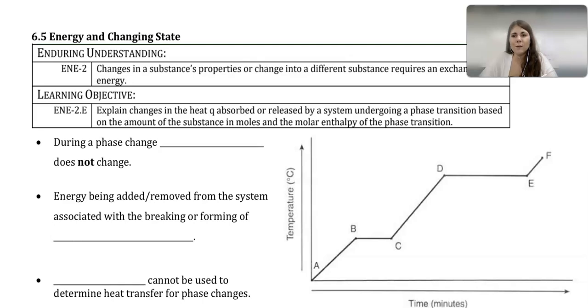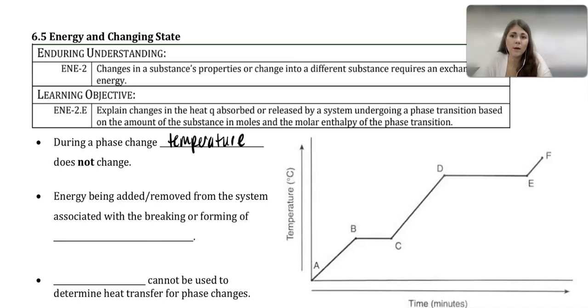In this objective, we're going to be looking at energy and changing states. Okay, so this objective states that we should be able to explain changes in the heat Q absorbed or released by a system undergoing a phase transition based on the amount of substance in moles and the molar enthalpy of the phase transition. So during a phase change, temperature does not change.